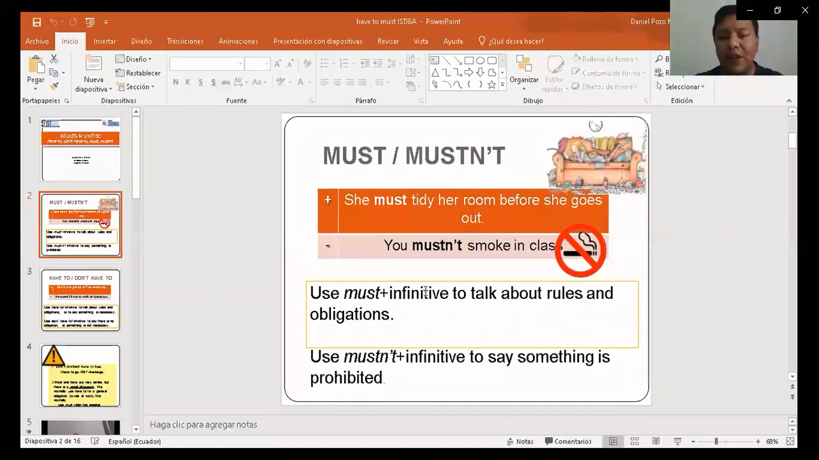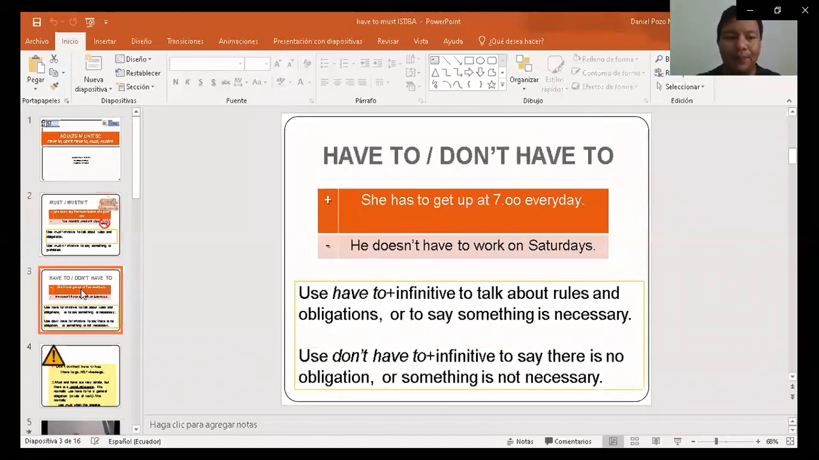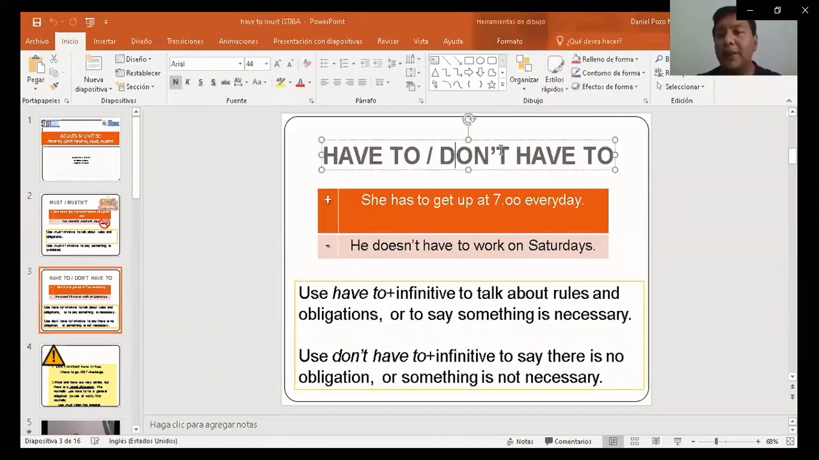Use must plus infinitive to talk about rules and obligations. Here we have the general rule. Use mustn't plus infinitive to say something is prohibited. ¿Ok? Para decir que algo es prohibido de hacer. Have to and don't have to. Tener que, no tener que. ¿Sí? Entonces pongo como regla general don't, pero recuerden que también tenemos otra formación para la tercera persona, la cual es doesn't. ¿Sí?